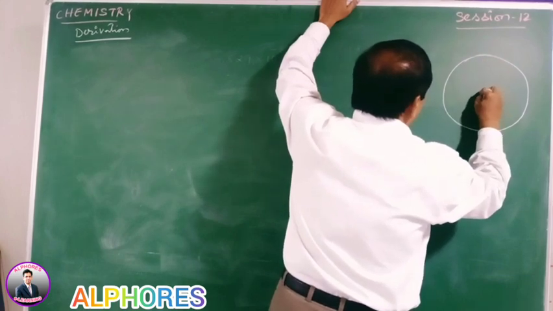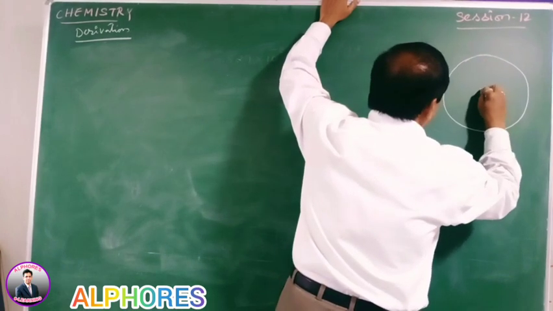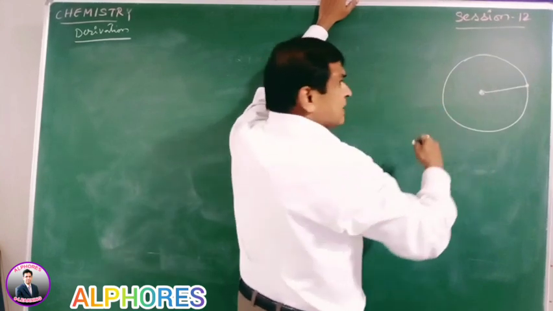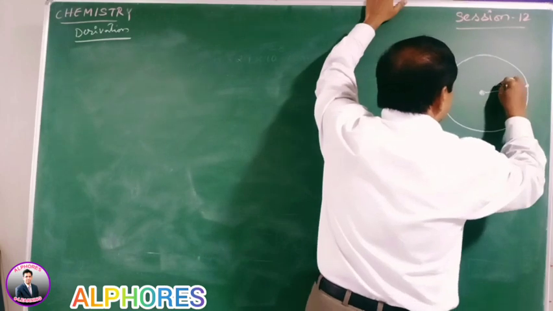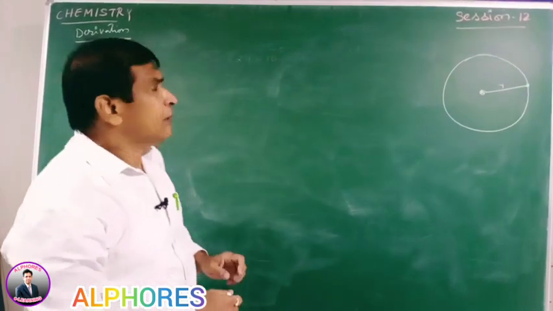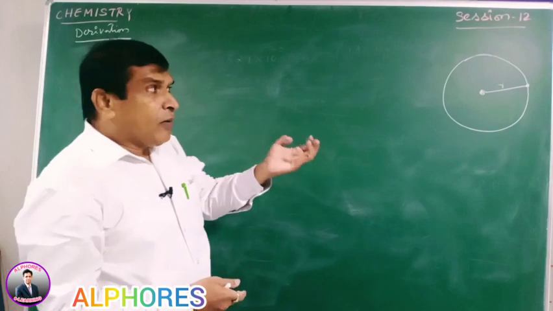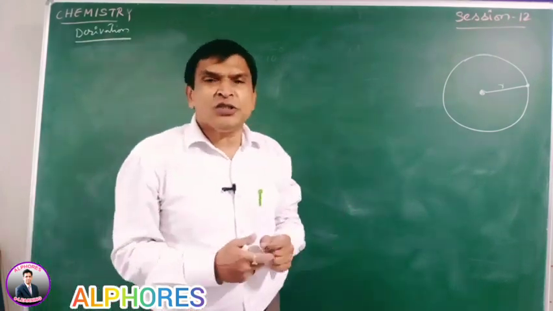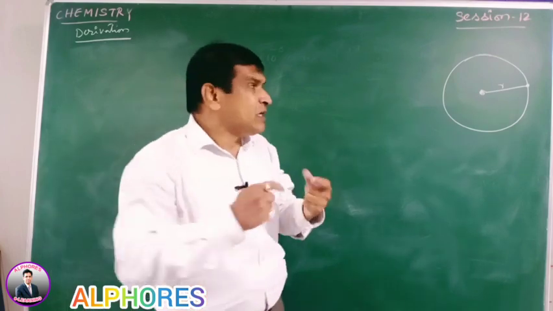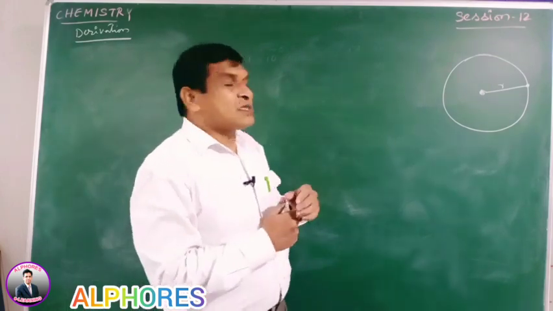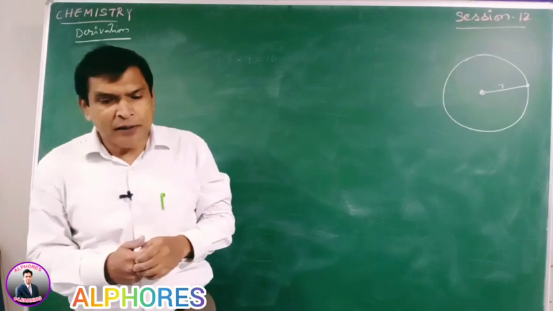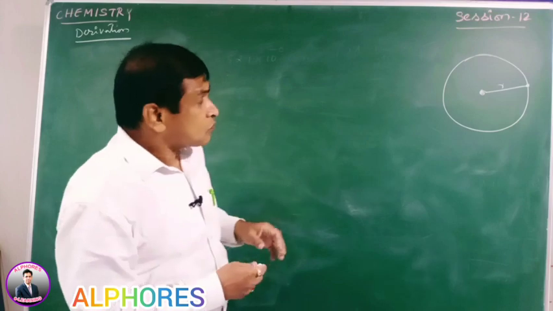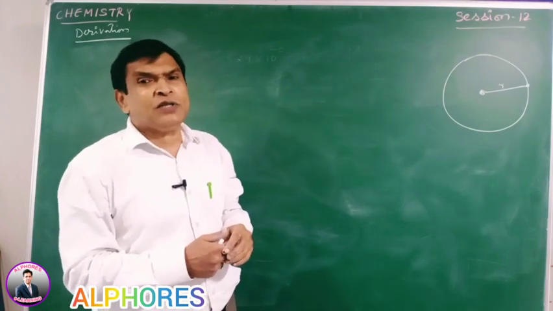with a radius of r, so this is the nucleus, and around the nucleus this electron is making a circle, that is orbiting, with a radius r. Due to its position, the electron possesses potential energy, and due to its motion, the electron possesses kinetic energy.